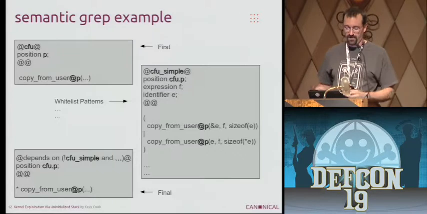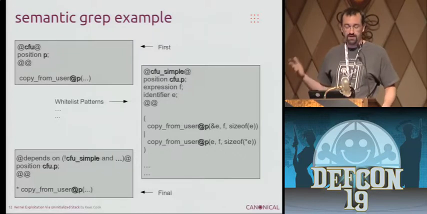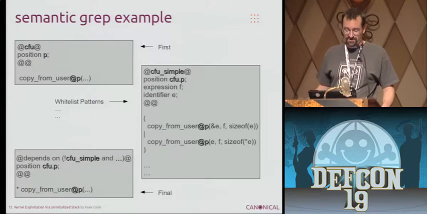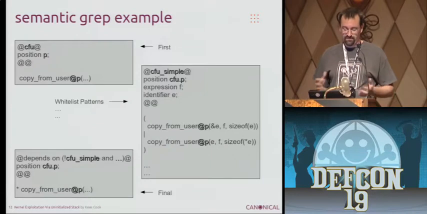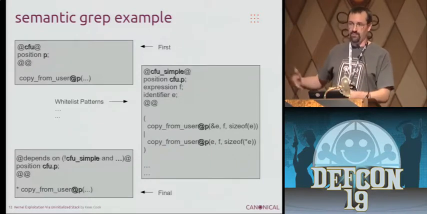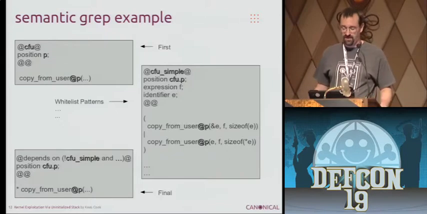We know it's the right size. So you can create a huge list of good patterns that make sense and you don't need to pay attention to. And then the final chunk of the semantic grep is just, if you have a copy from user and it is not at the same position as any of the whitelists, then you have something that actually needs analysis.